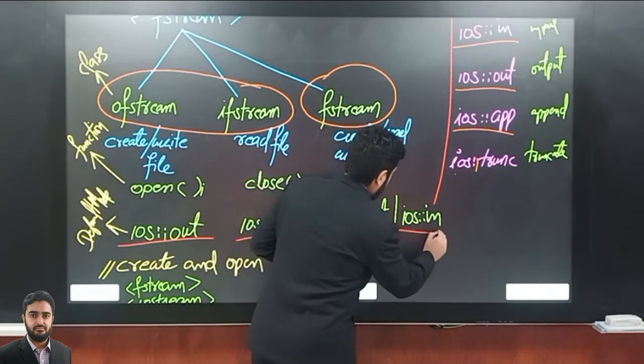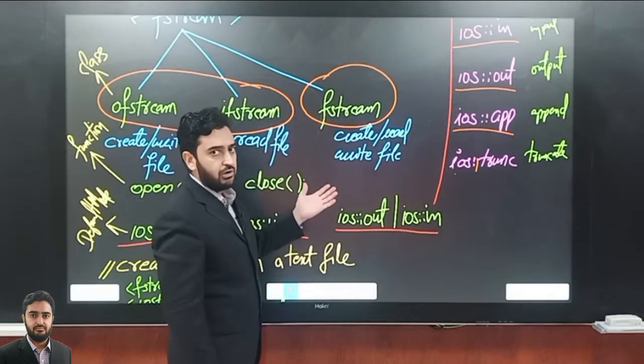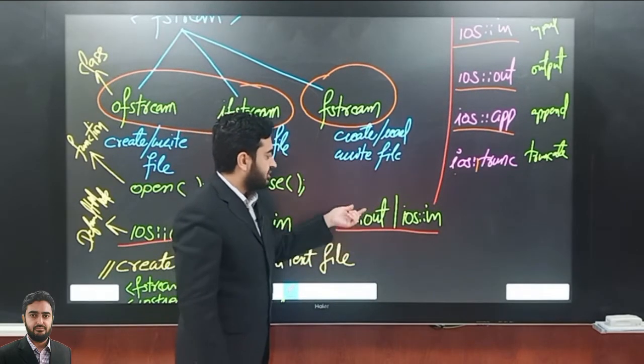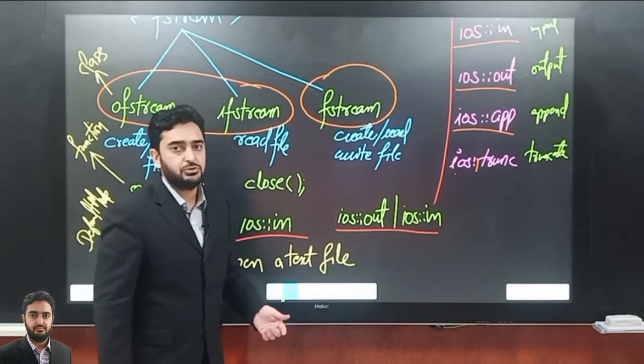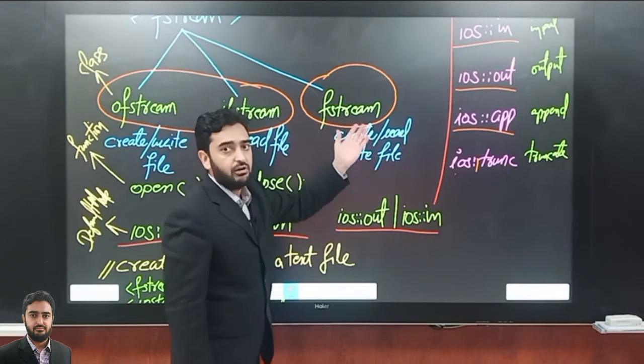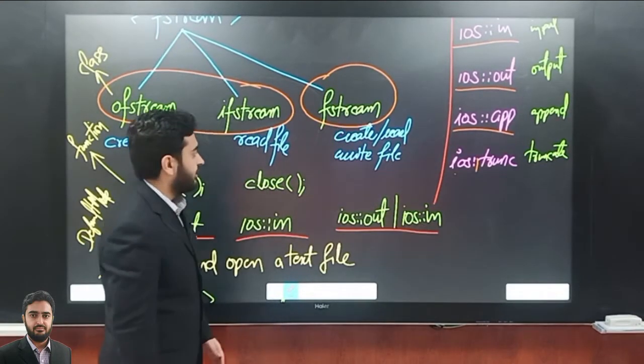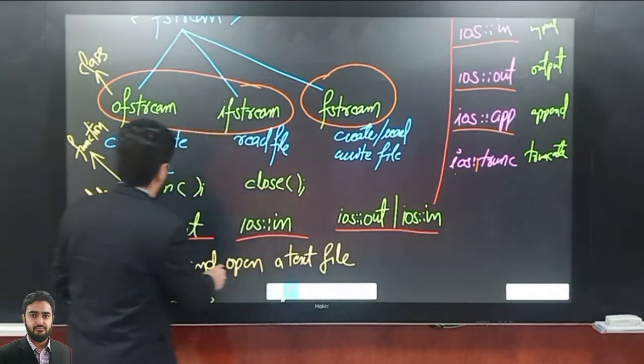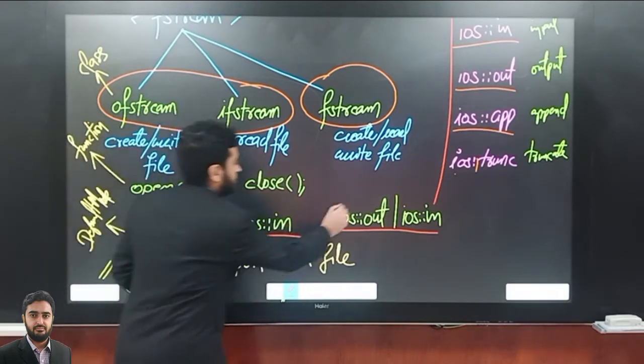And if you are using fstream only, by default the out and in properties are used to open the file, because by default we want to read or write in the file. Even we can create the file with default properties.